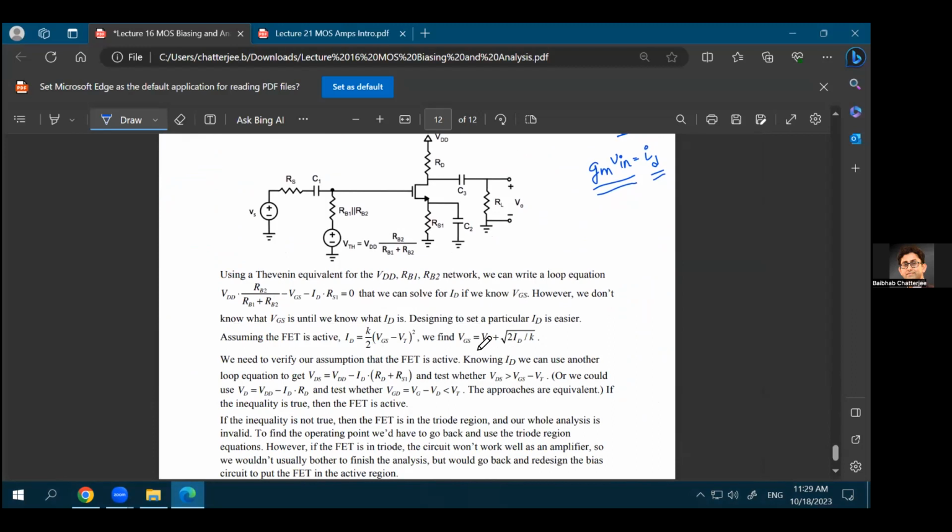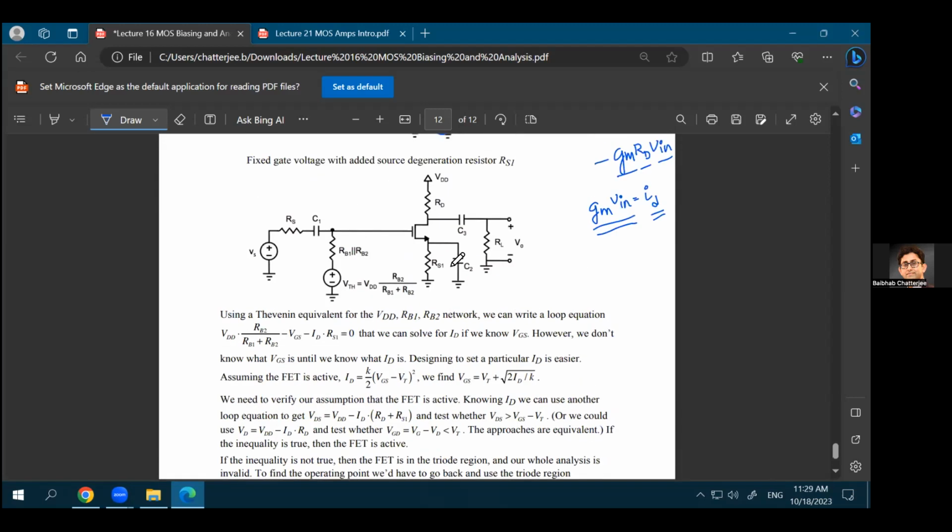So you can find out what would be your VGS, what would be your ID for this particular circuit where you have your degeneration resistance as well as a bypass capacitance connected here. And why is this capacitance called a bypass capacitance? Because it bypasses this resistance at high frequencies. That's the easiest way to understand why it is called a bypass capacitance.